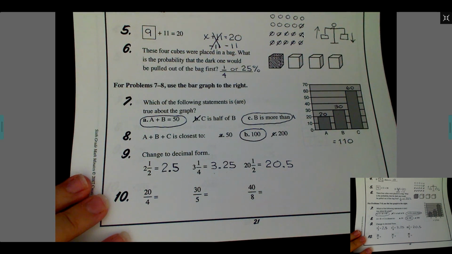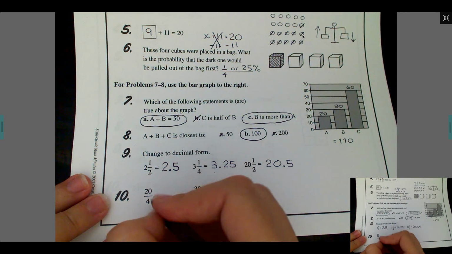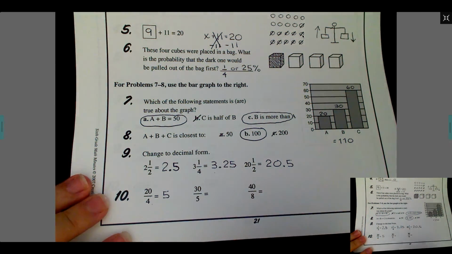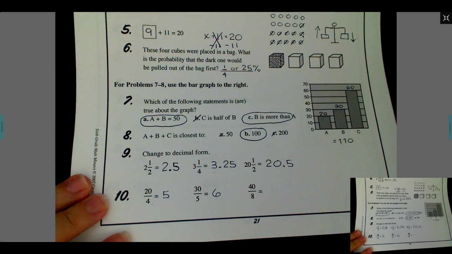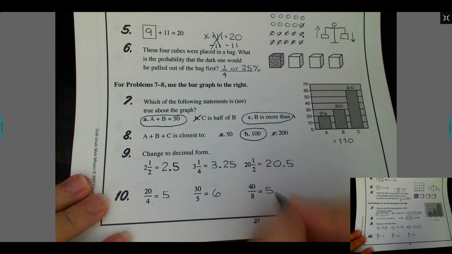Number 10, these look like fractions. They're also actually division problems. So 20 divided by 4 is 5. 30 divided by 5 is 6. And 40 divided by 8 is 5.